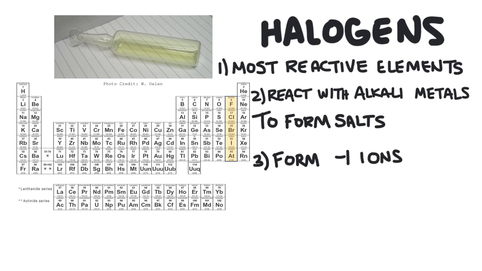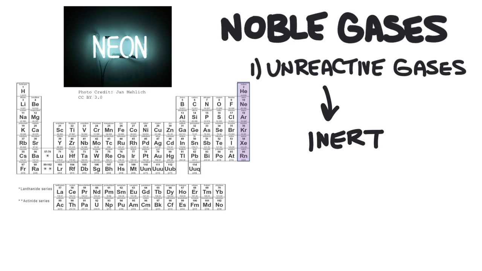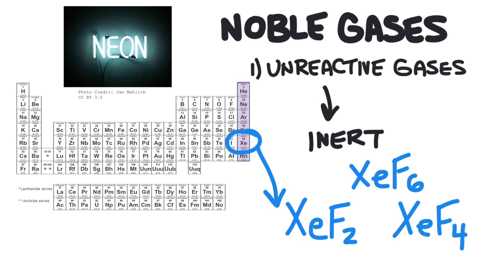They form ions with a negative 1 charge. Group 8 are the noble gases. They are all gases and unreactive. Sometimes they are called the inert gases because they don't react with any other elements. Although xenon has been coaxed into forming compounds with the extremely reactive fluorine.